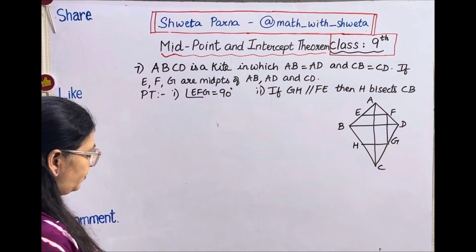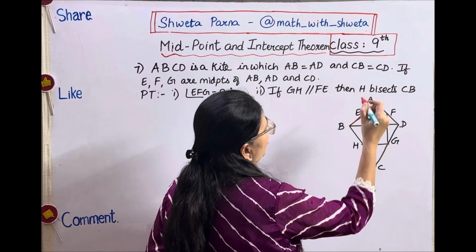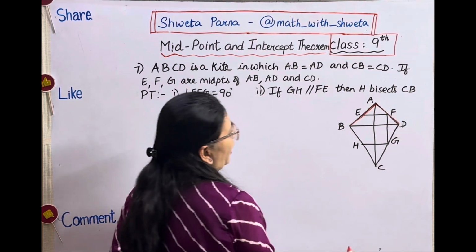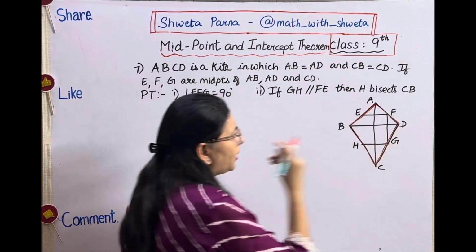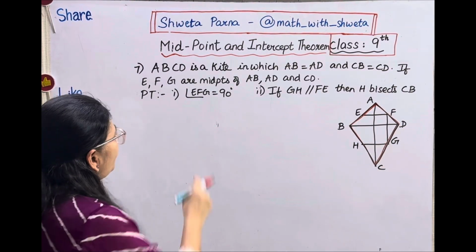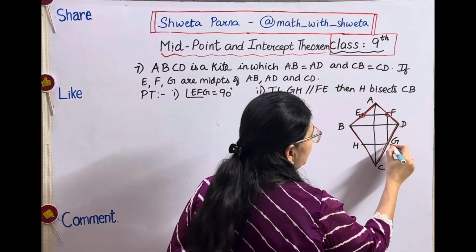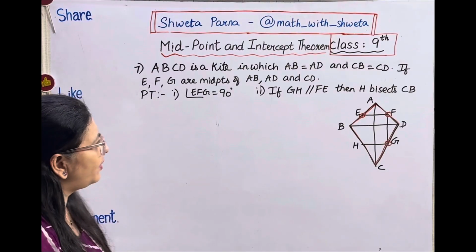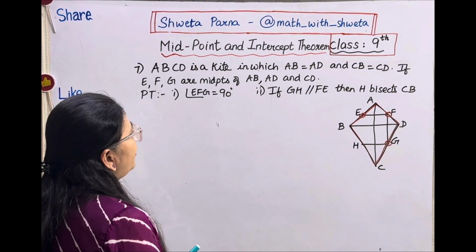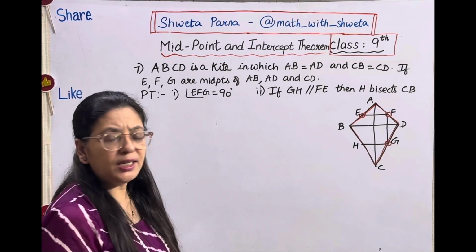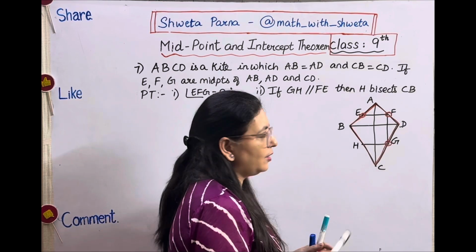ABCD is a kite, okay, in which AB is equal to AD and CB is equal to CD. Now in a kite, the adjacent sides are equal. E is a midpoint, F is a midpoint and G is a midpoint. These three are midpoints given to you of AB, AD and CD. Find first one, angle EFG is equal to 90 degree.